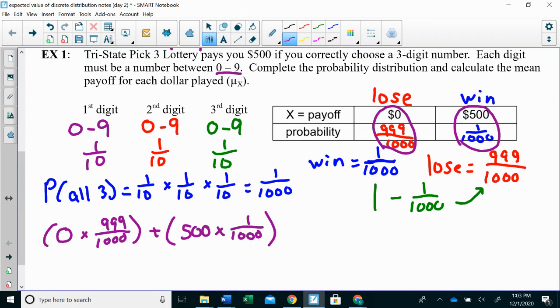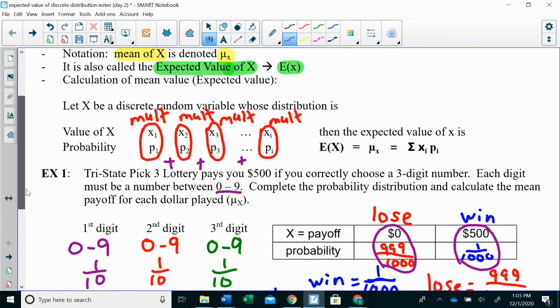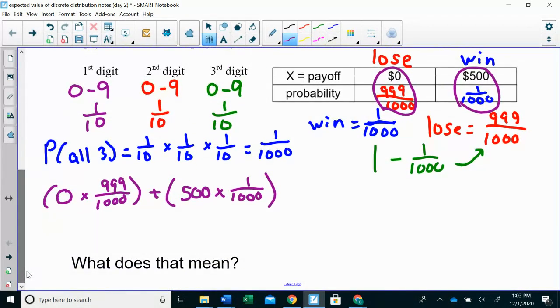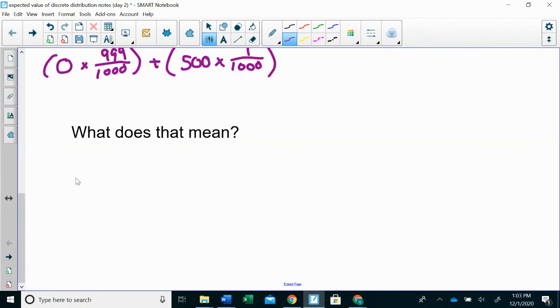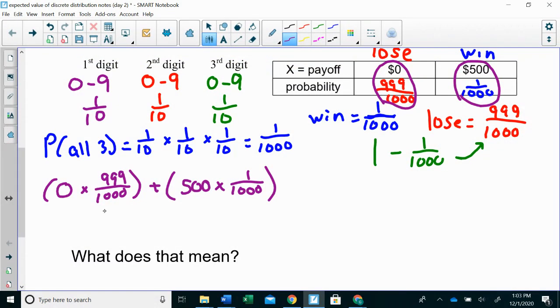So this purple work is the arithmetic to find the mean payoff, right? Or the mean value, expected value, all of those vocabulary words that we discussed at the top. And then after we do this arithmetic, we're going to discuss what does it really mean in the context of this problem. So if I carefully work this out, 0 times anything is 0, plus 500 times 1 over 1,000 is 0.5. So our mean payoff expected value is 0.5.